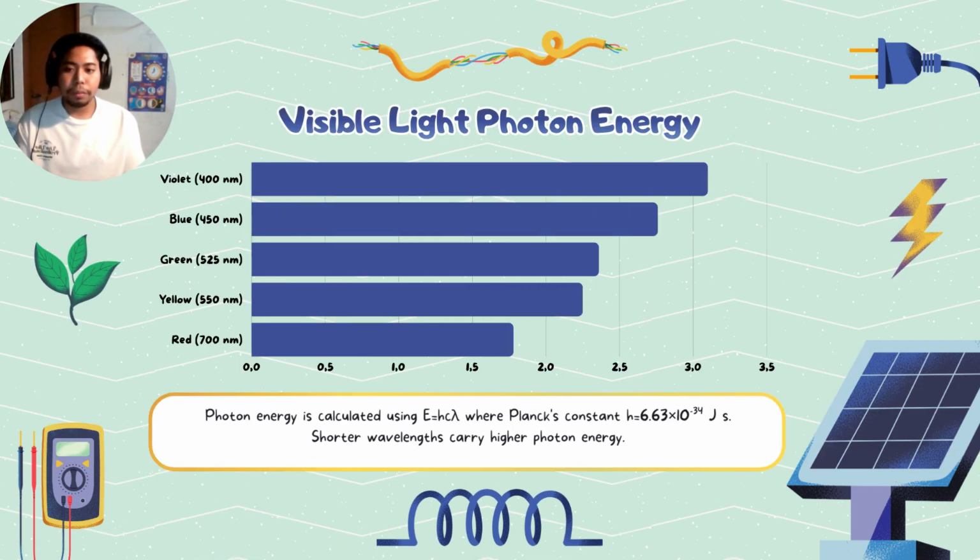Zooming into visible light, the human eye perceives wavelengths between 350 nm and 700 nm. Using Planck's equation, we can determine photon energy across colors. Red light at 700 nm carries about 1.78 eV, while violet light at 350 nm carries a higher energy of 3.55 eV. This clearly demonstrates the inverse relationship between wavelength and photon energy.